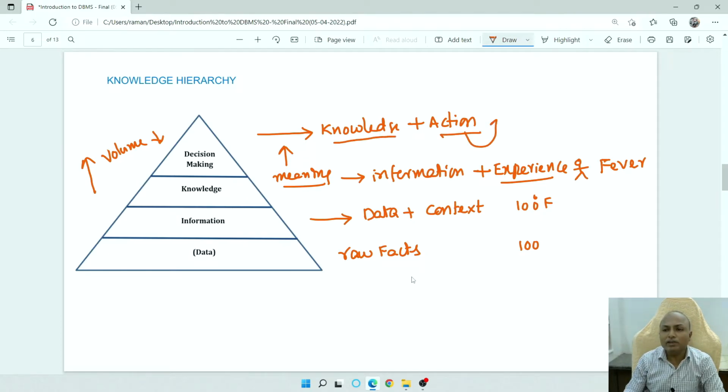What is the action he will suggest? You have to take Dolo 650 to overcome the problem. This is about decision making. This is the total scenario of the knowledge hierarchy that tells you how to extract information from data, and thereby knowledge, and thereby decision making.